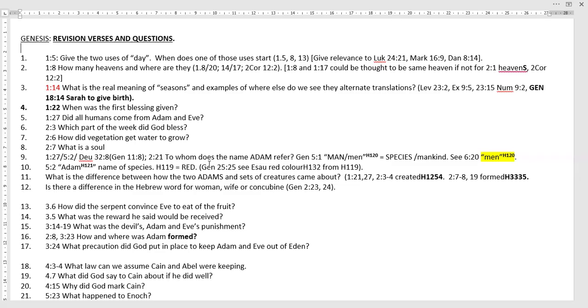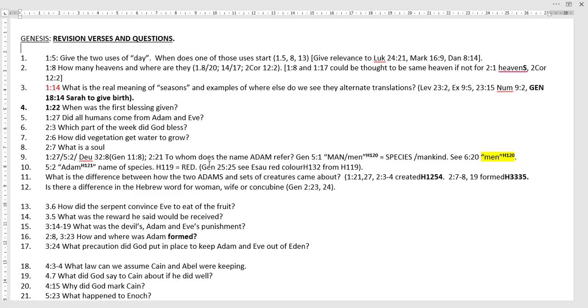So how many heavens? So then chapter 1 verse 8 and verse 17 could be the same heaven, if not for chapter 2 verse 1, which says the heavens were completed. Right. So we know it's a plural.